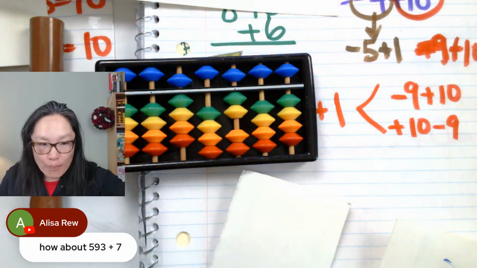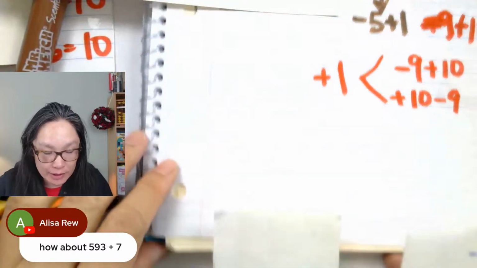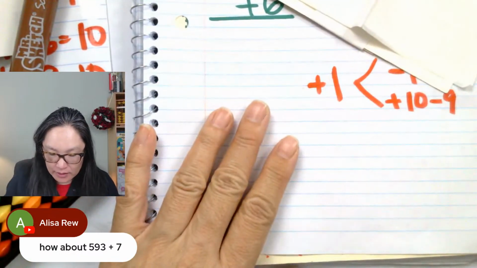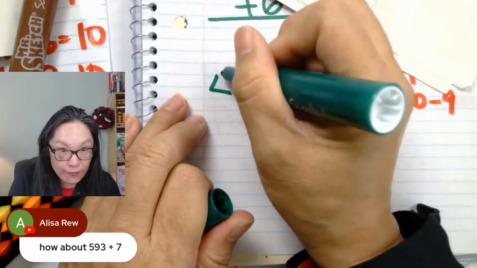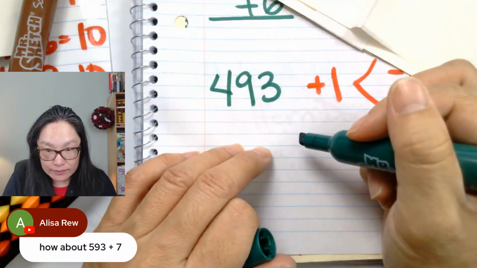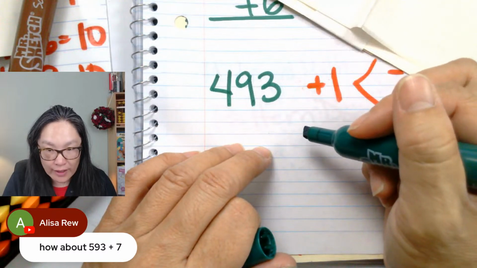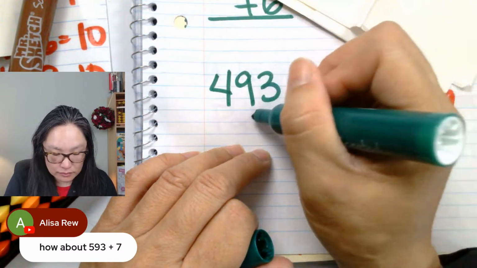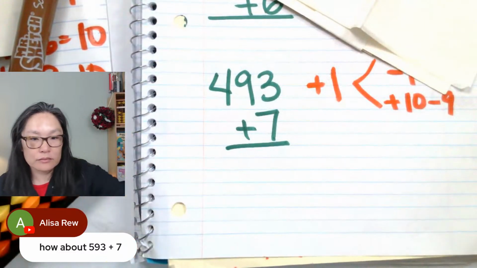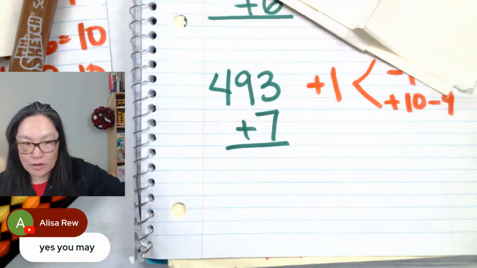You know what? I'm going to change it up a little bit. Can I do this one? Is it okay if I do this one? 4, 9, 3. Can I do that one? Or do you want me to go to do the 5? Okay, let's do that.